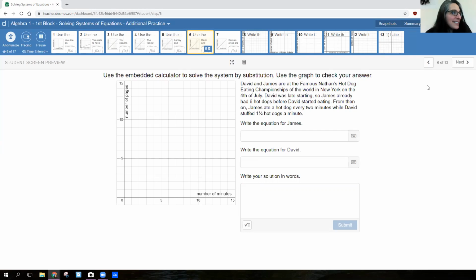Oh, hot dogs, nice. All right, David and James are at the famous Nathan's Hot Dog Eating Championships of the world in New York on the 4th of July.